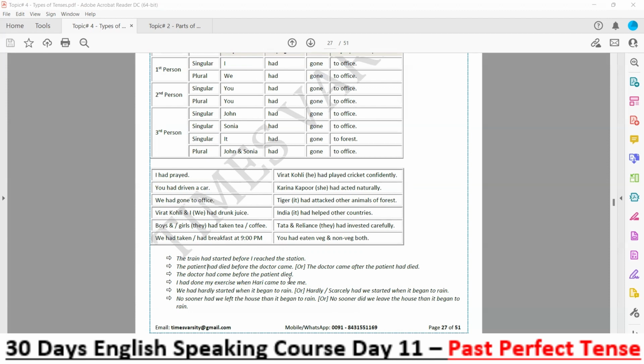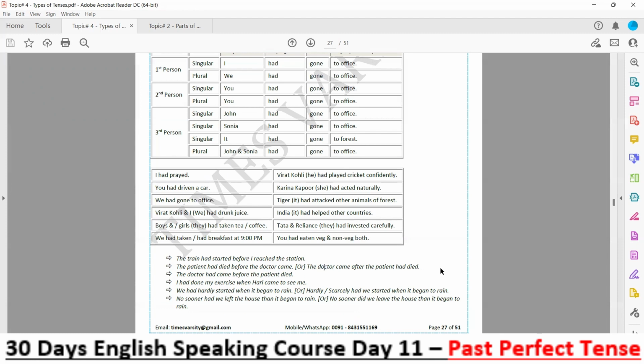The patient had died before the doctor came. पेशेंट मर चुका था डॉक्टर आने से पहले. Yes. So please separate out past perfect and past indefinite. The patient had died, this part is past perfect, and then before the doctor came, no, this is indefinite. The doctor came, only this part is past indefinite. Right? The same message you can also express in another way.